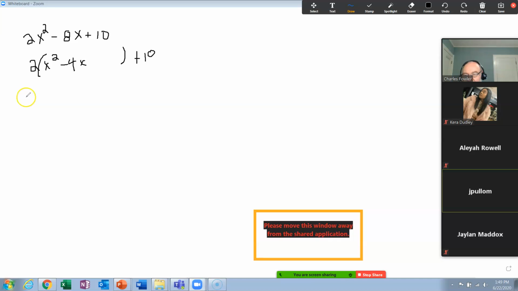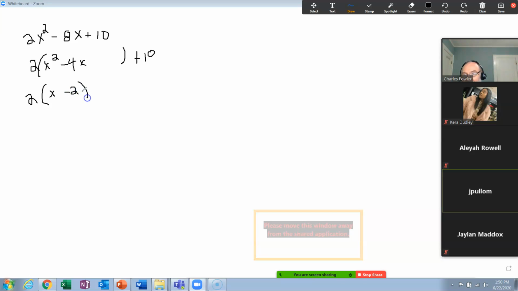Write down the 2. Bring it down. Okay? Now, complete this square. I'm going to put the x. I know it's going to be there. Half of this term, that's going to be a minus 2. I'm going to write that down right here too.